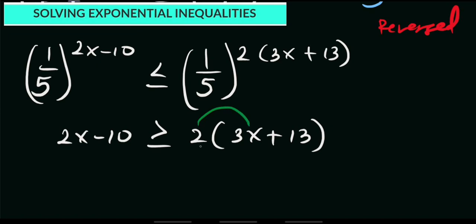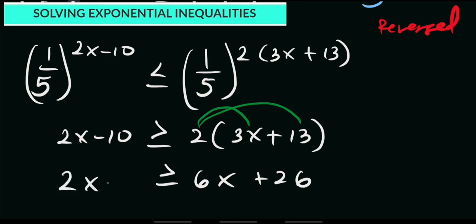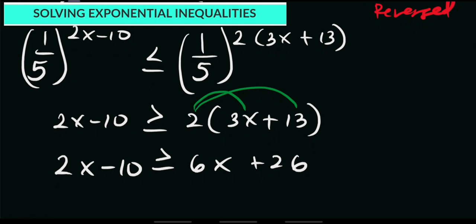So, magkakaroon tayo ng 2 times 3x, that is 6x. And then, 2 times 13, that is plus 26. And then, copy the remaining terms. We have 2x minus 10. Okay? And then, after that, combine like terms lang. So, combine natin yung 2x and 6x, tapos yung negative 10, tsaka si positive 26. So, pag ginawa natin yun, let's subtract 2x both sides.